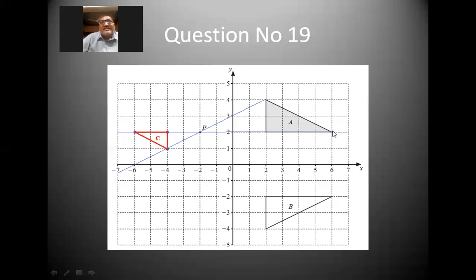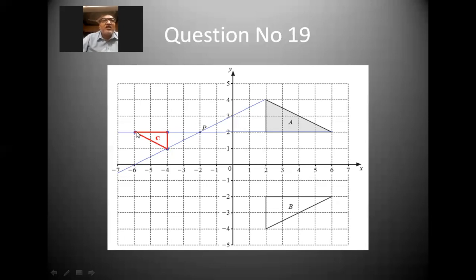Then I will check this: 1, 2, 3, 4, 5, 6, 7, 8. The distance of this vertex is 8. I will multiply it with 1/2, then I will get 4. From here on the same blue line on the opposite side from where the object is, I will go 4, 1, 2, 3, 4, and put a dot.